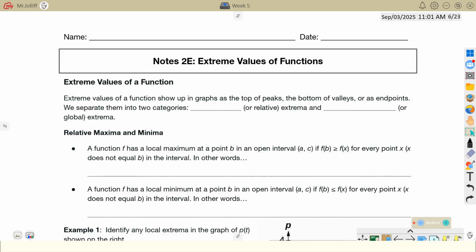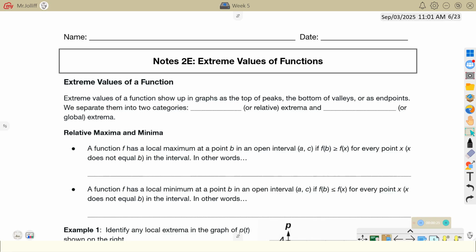All right. So, focus. Focus. We're talking about values of extrema today, extreme values of a function. Extreme values in a function show up as the top of peaks and the bottom of valleys, high points and low points. Yeah, we sort them into two categories.